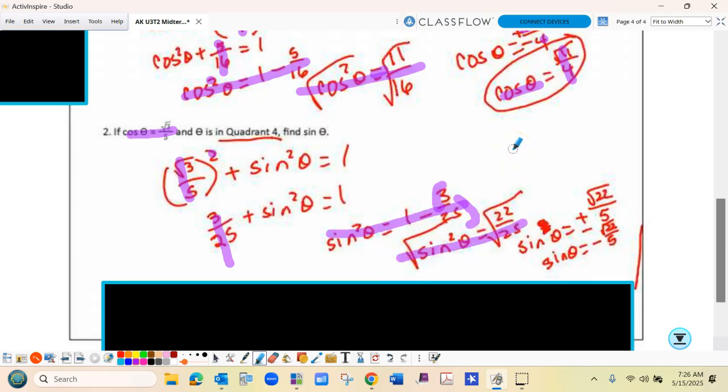Square rooting sine squared theta leaves just sine theta. And in your calculator, if it is 22 over 25, only 25 is square rootable. So that's going to leave 5. It's plus or minus until you figure out what quadrant it is. This time you're trying to find sine. Sine is based on y. Y is negative in quadrant 4. So your final answer is negative square root of 22 over 5 for sine theta.